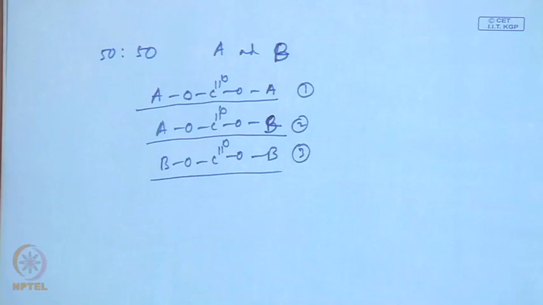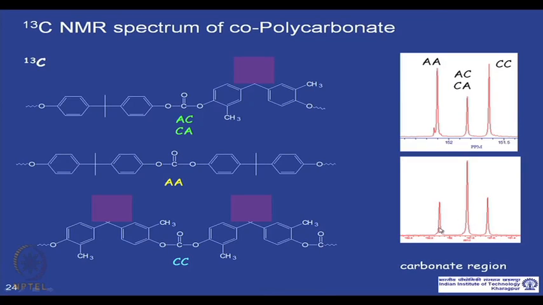Now, from the ratio of the intensity of these three peaks, in this NMR spectrum, we can find out the ratio of this particular type of linkage present in the copolymer. So, if we go back and look at the computer screen, in this process of polycarbonate, this peak corresponds to AA, this carbonate, and this corresponds to this particular carbonate, and this is for this particular group, which is present in double the amount corresponding to the individual.